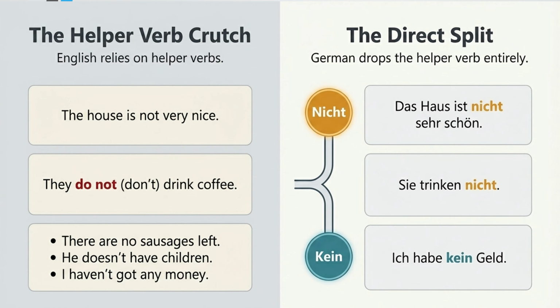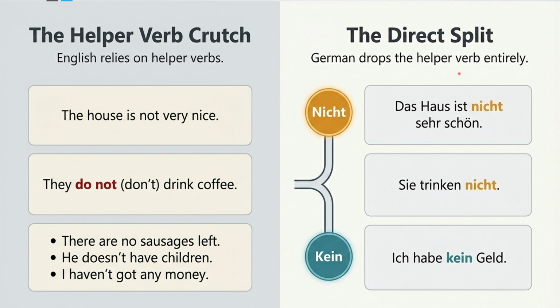In English, we normally use not with adjectives and verbs and usually need a form of to do. For example, they do not drink coffee. In German, nouns are less straightforward. Negation can take various forms like no, not, or not any. German simplifies this with its two primary negative words, nicht and kein.